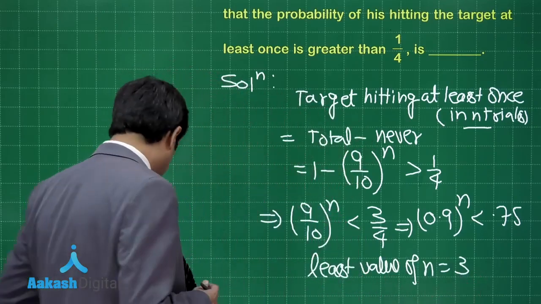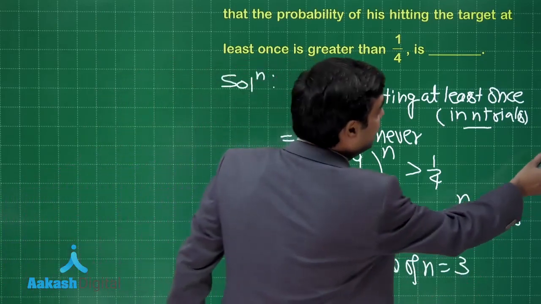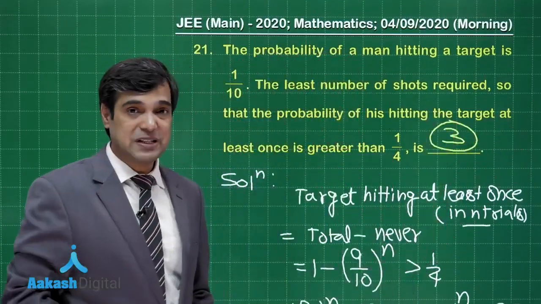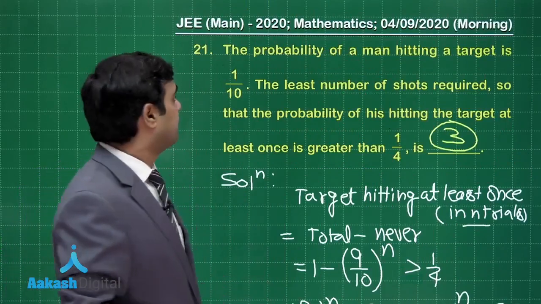So I'm sure this question is clear. The correct answer for this question is 3. I'm sure this question is clear. Let's take up the next one.